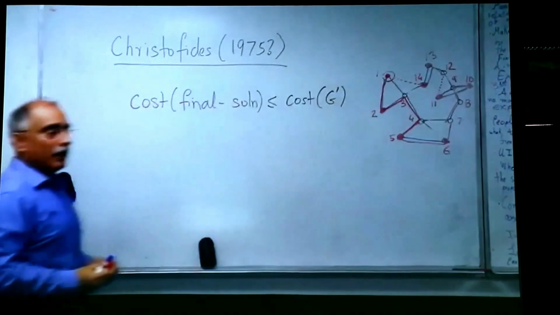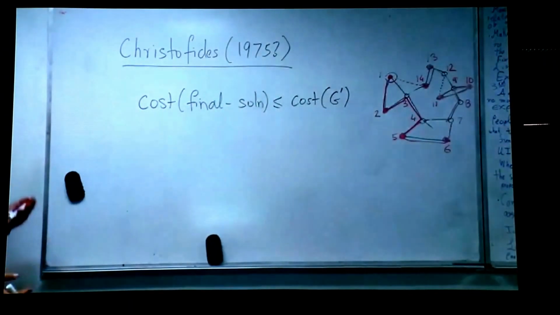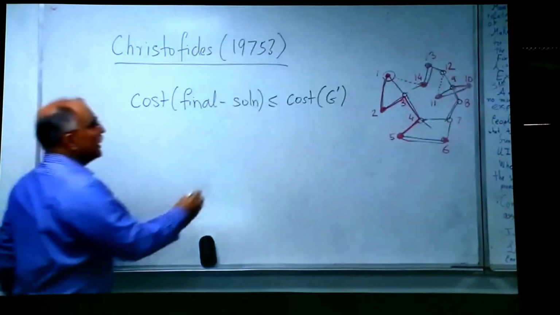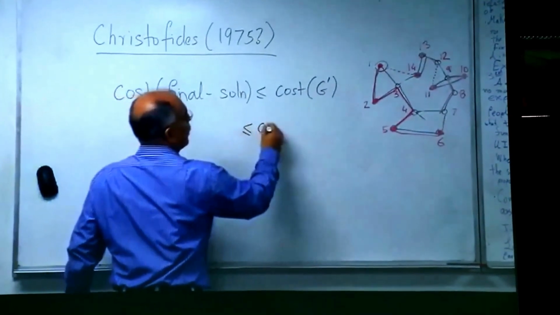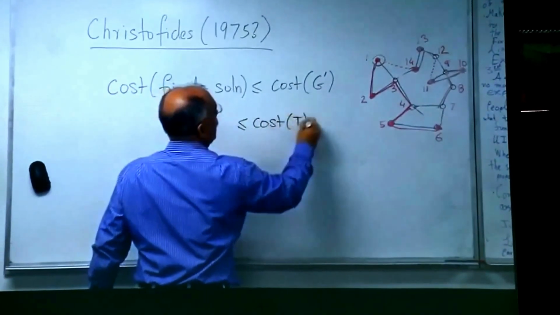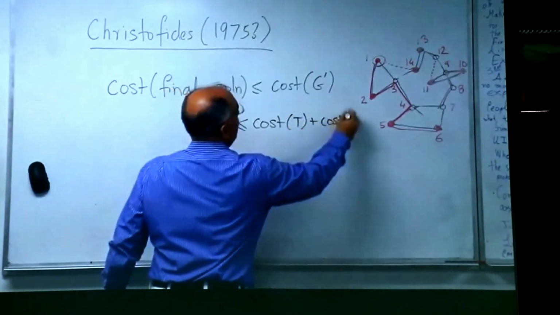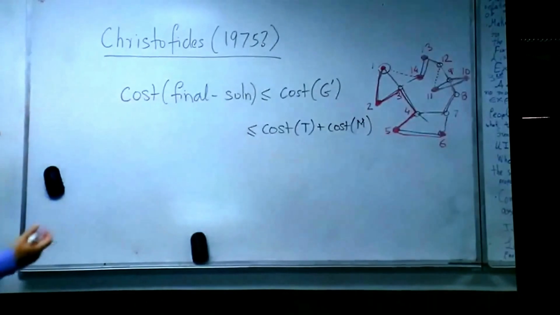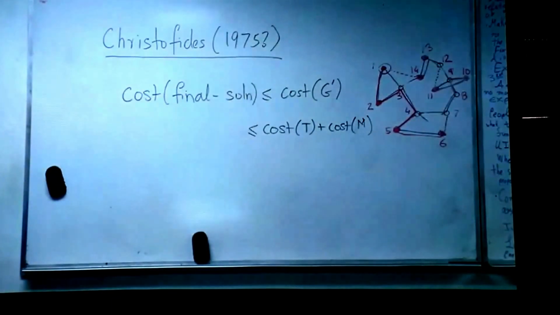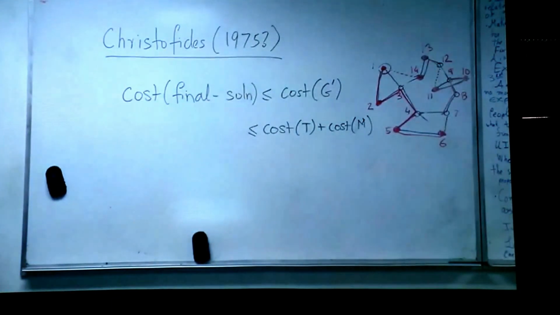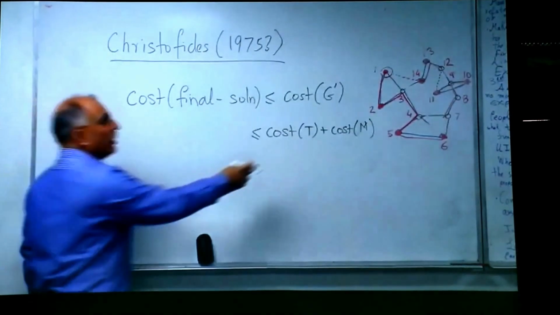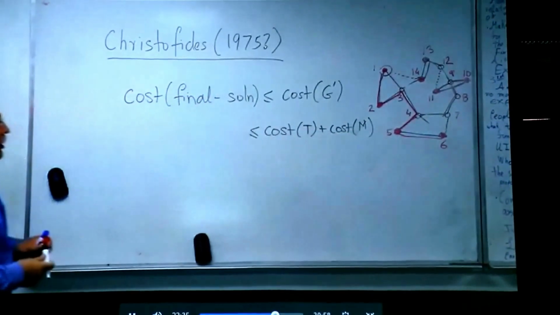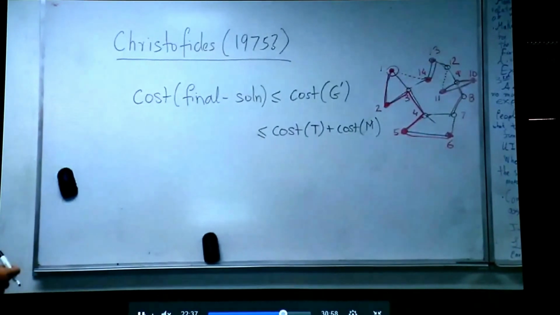G prime was the graph that we got by taking the union of one minimum spanning tree and one matching. Okay? So this is no more than the cost of the minimum spanning tree T plus the cost of the matching M. And what was the matching M? The matching M was the minimum weight matching on the subset of odd degree vertices in the tree T. So obviously it depended on what T contained.